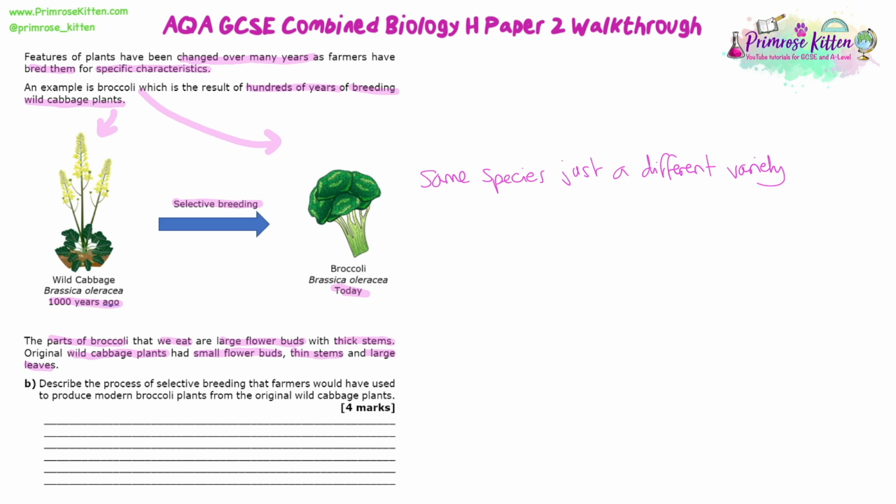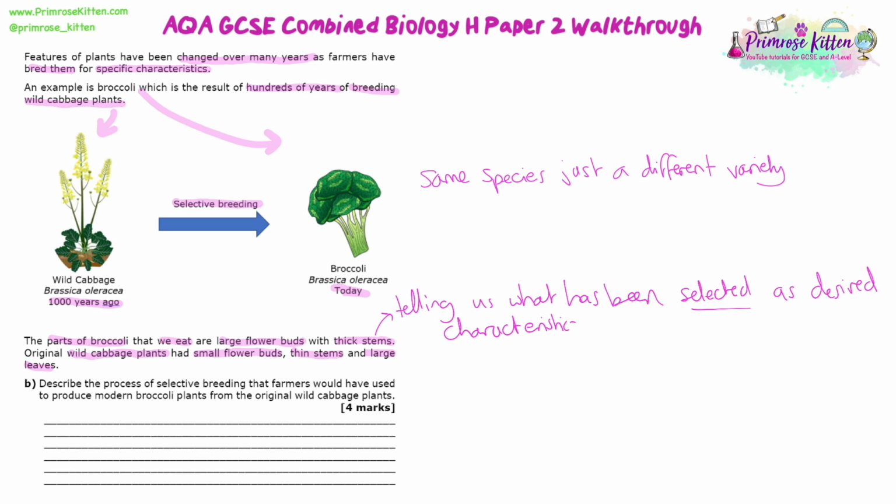So that first part of that paragraph there is telling us the characteristics that have been selected for, the desired characteristics that we have clearly selected for, that have changed the broccoli over time to have these thick stems and large flower buds, which is now what we eat. So because they've given us that information, we're going to need to make sure we use it in the question. So when we say select the desired characteristics, it's told us what they are. So we should try and use them in our answer.